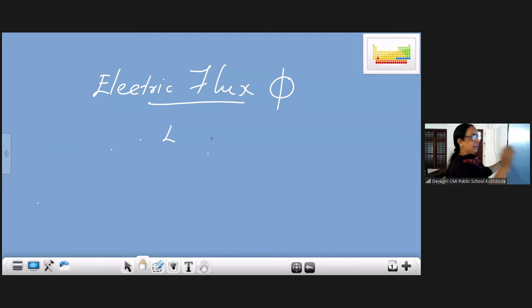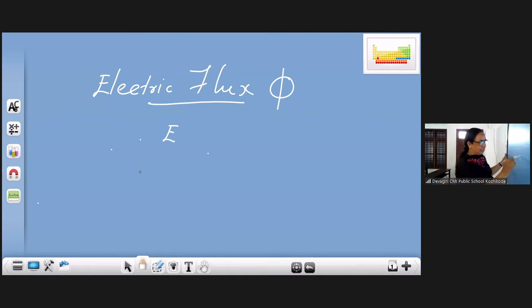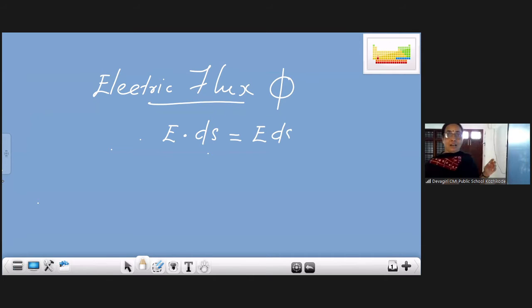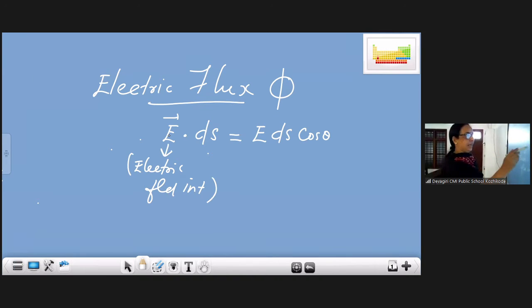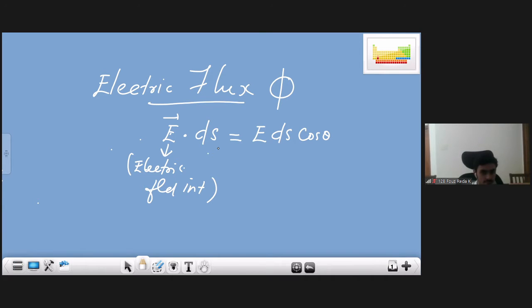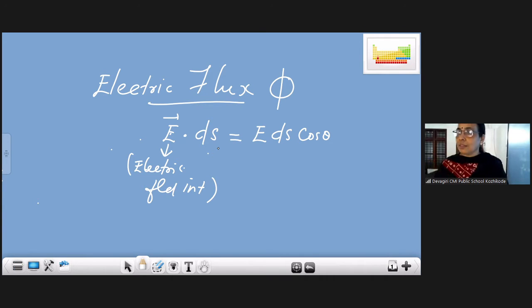E is the electric field intensity, which you learned is a vector quantity. A dot product or cross product is always between vectors. Am I right? Yes. Here I put a dot product, and E is a vector, and this other part is area. What do you know about area? Is area a vector or a scalar? Area is a scalar. You learned area as a scalar.